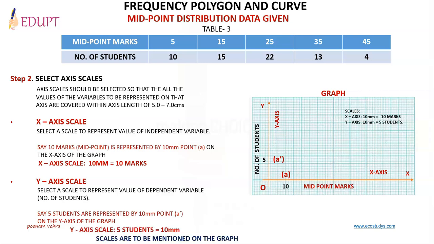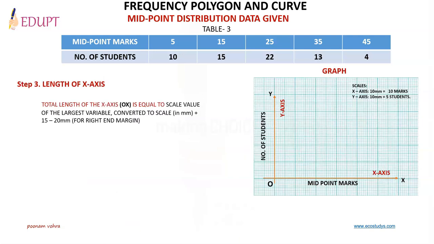So scales are for x-axis 10 millimeter is equal to 10 marks, for y-axis 10 millimeter is equal to 5 students. Then next we need to decide about the length of x-axis, and total length is equal to the scale value of largest variable converted to scale in millimeters plus 15 to 20 millimeters for right end margin.